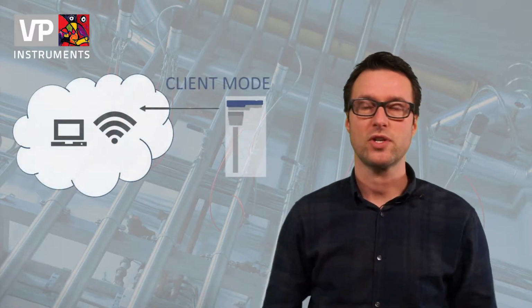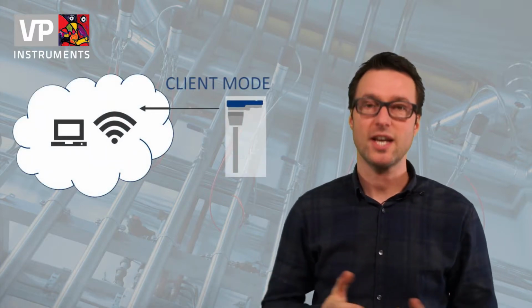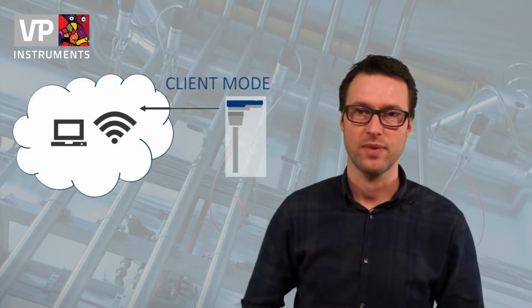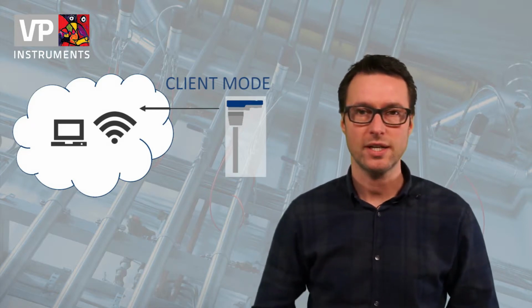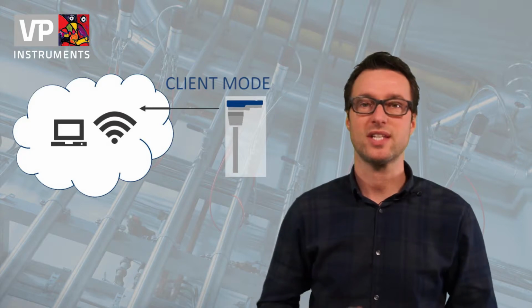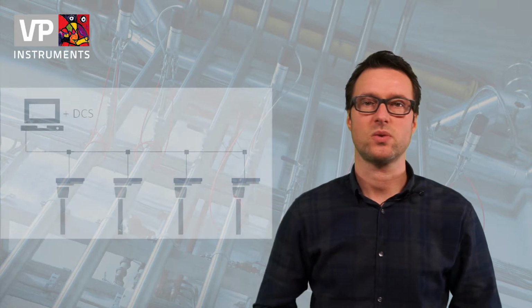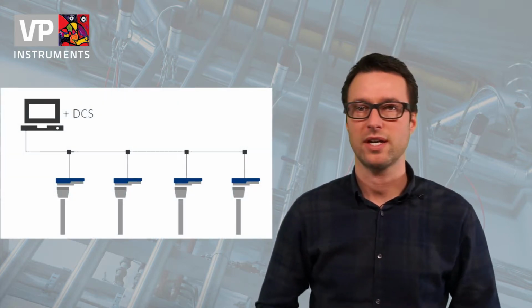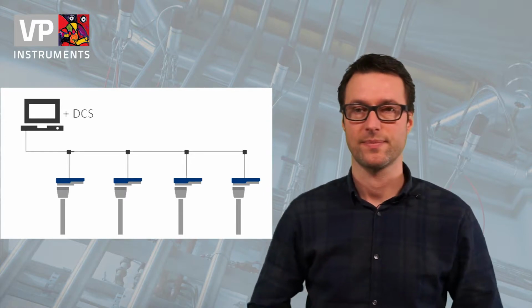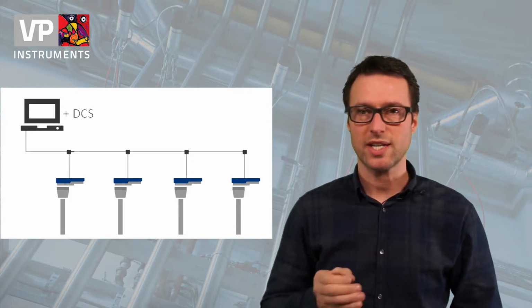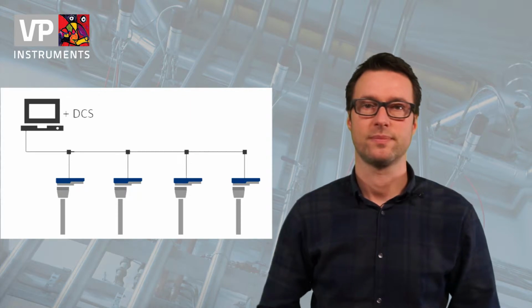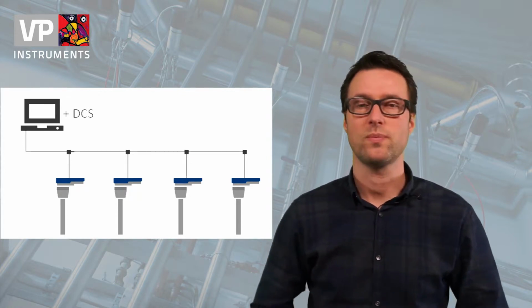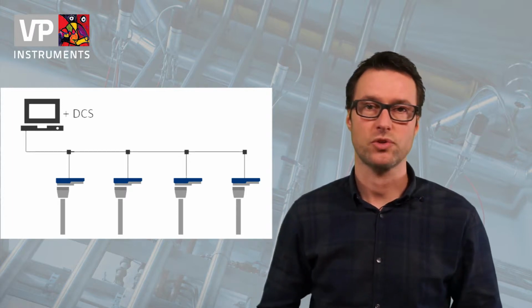The other Wi-Fi mode is called Client mode. This works slightly different than the Access Point mode. In Client mode, you would like to integrate your flow meter into an existing network. Now, a typical example is when you use an existing monitoring system and you communicate via Modbus over TCP. To connect to this network, you have to scan for it. There are two ways to do that. One with VP Studio and two with the internal web server.